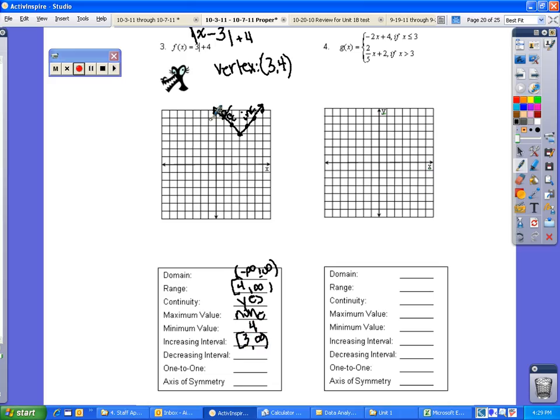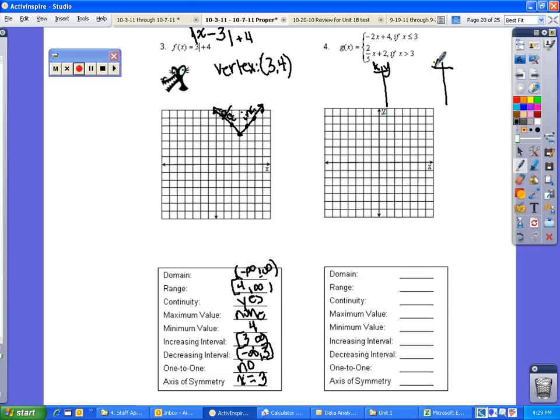It is decreasing from negative infinity to the x value of 3, inclusive. It is not one-to-one because it fails the horizontal line test. And you have the same axis of symmetry as before, x equals the x value of the vertex, which is 3. Another piecewise function, you can do a table of values, x and y.